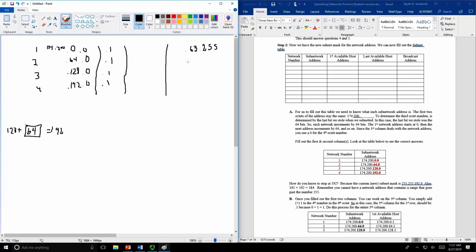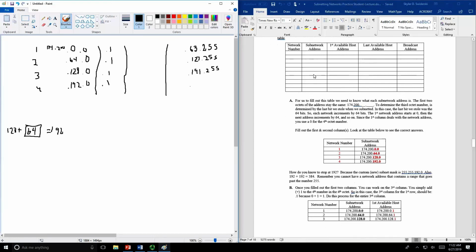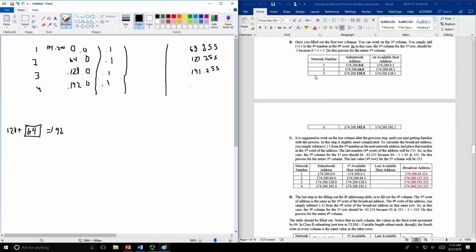So, and the next one would be 127, because again, we subtract 1 from 128, and then our broadcast address will be .255, and this is the same. So again, the fourth column here will be the same. So the next one will be 191.255, and the next one would be 255, because we can't go over 255, and again, it is incrementing by 64.